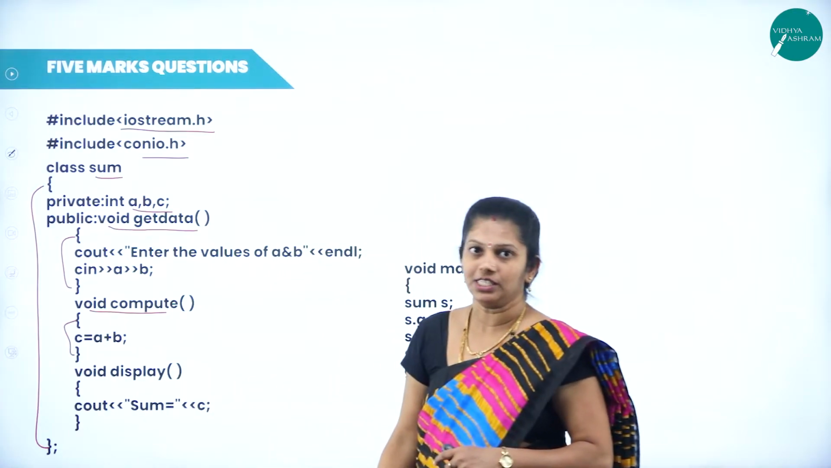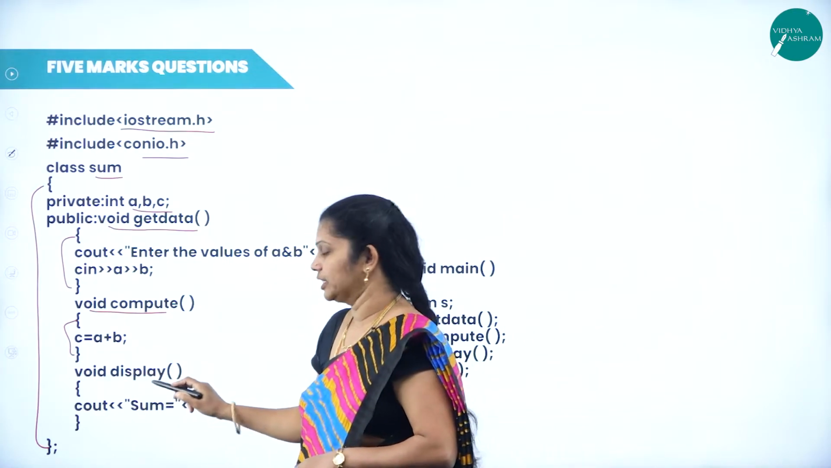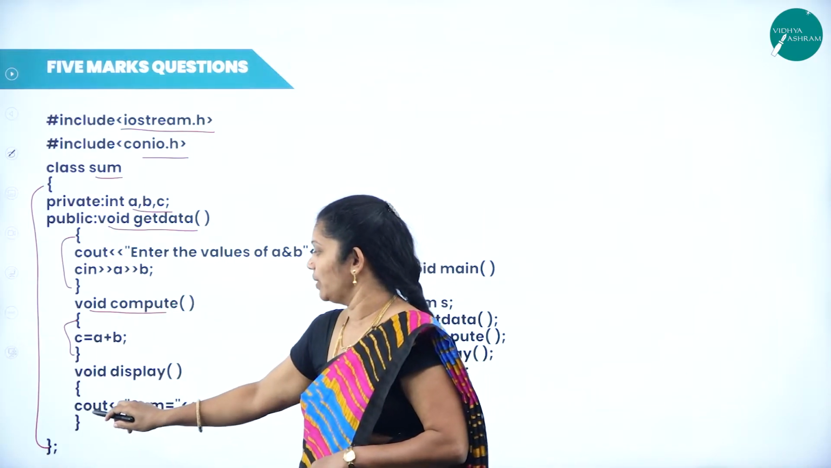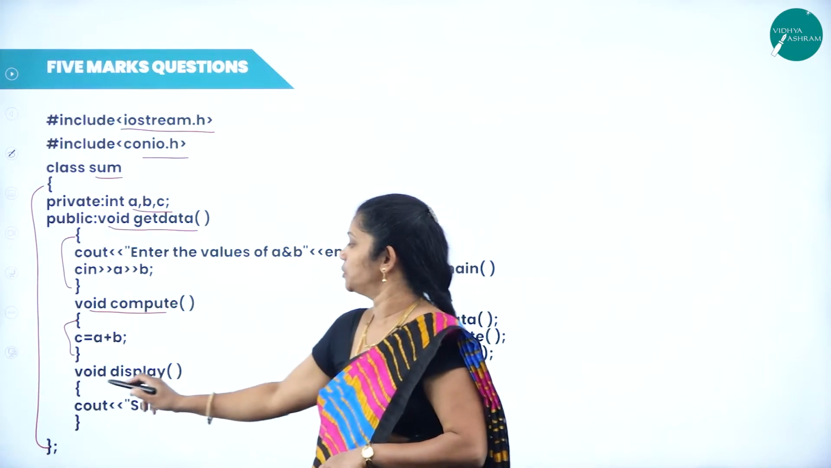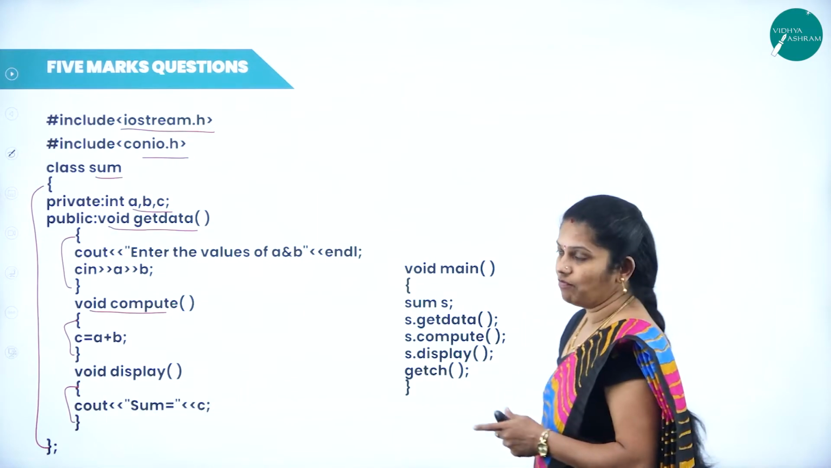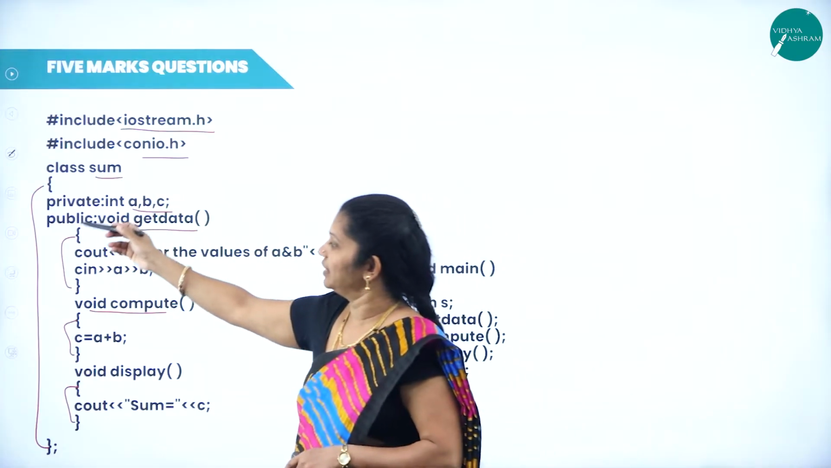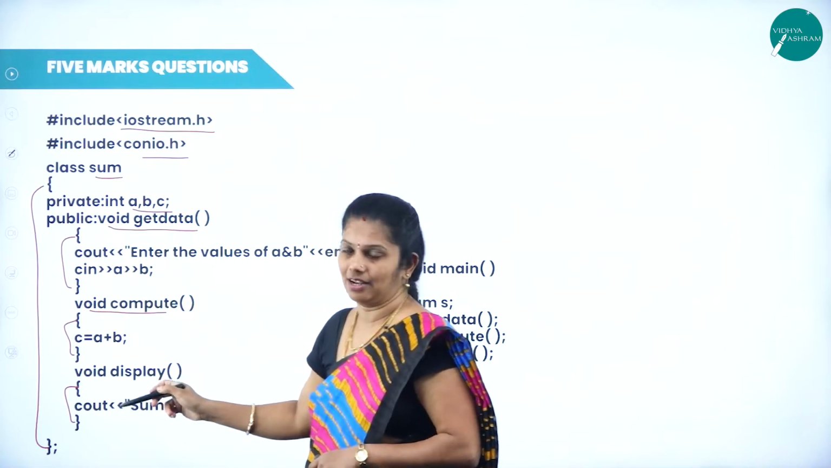Then here we are closing this function. Next we have void display. We are displaying the value. The result is present in C. That's why cout sum equals display C. This is the display function. That means in this program we have 3 functions, and here we have written the statements inside the class itself.